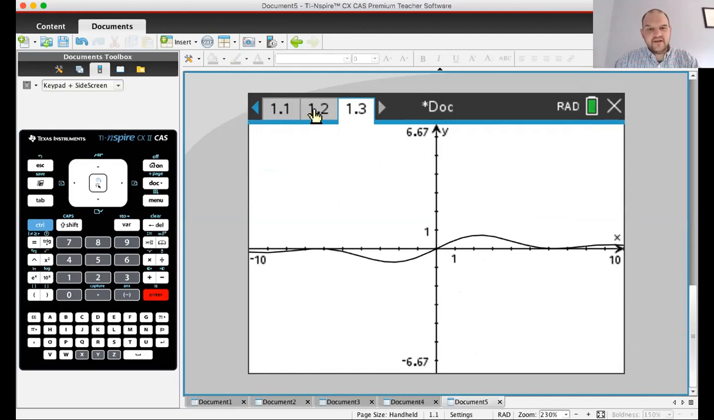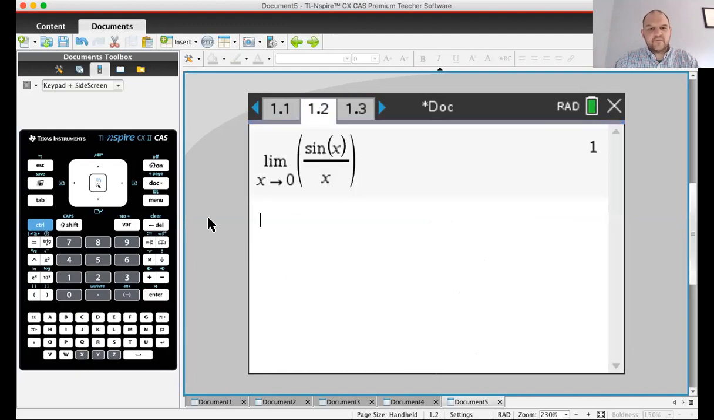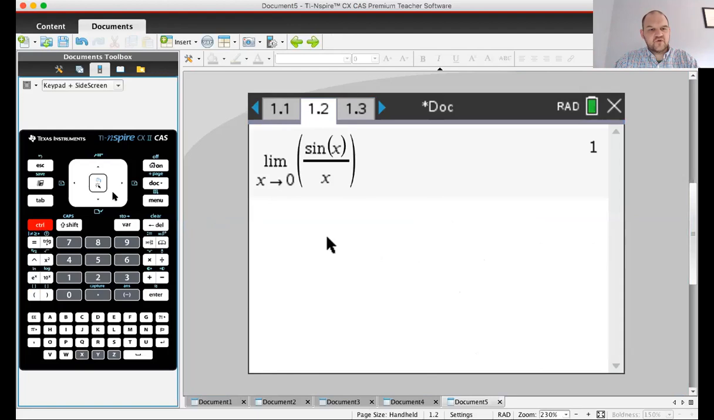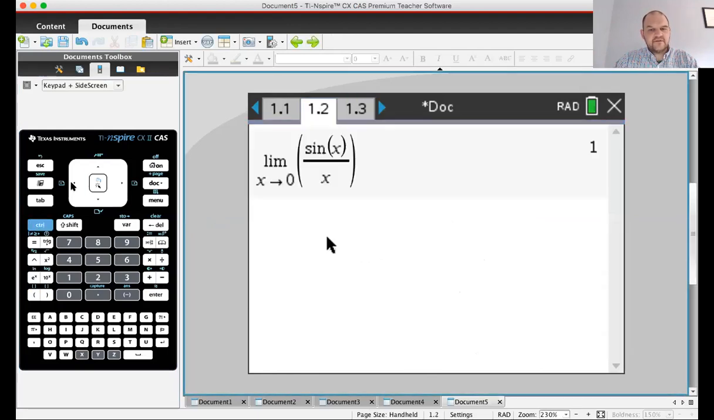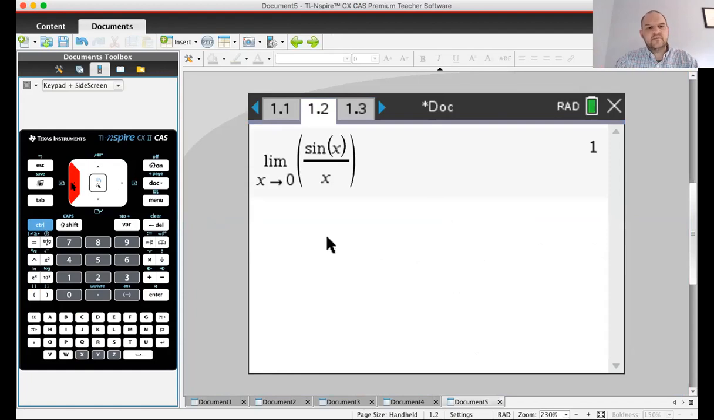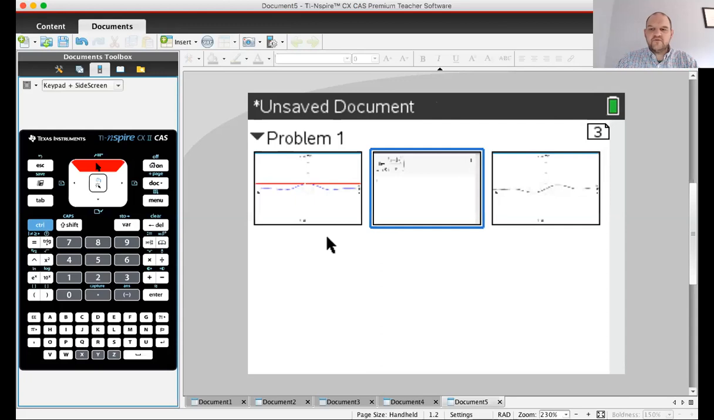Let's see what the calculator has to say. Click here. If you want on the handheld, you do Control and then to the right, Control and then to the left. It will move you back and forth. There's also, if you Control up, you get this page sorter view, and then you can just arrow through them and decide where you want to go.